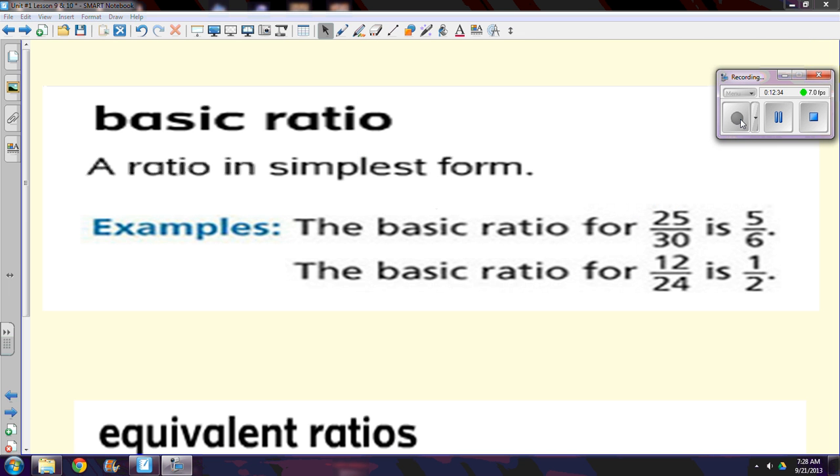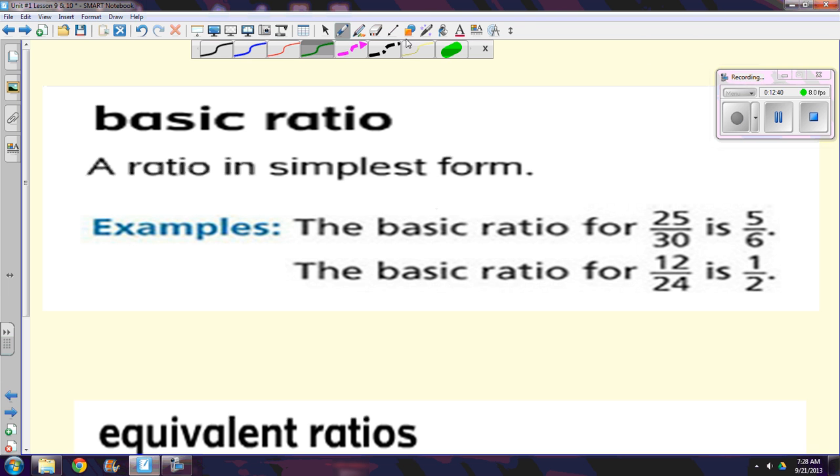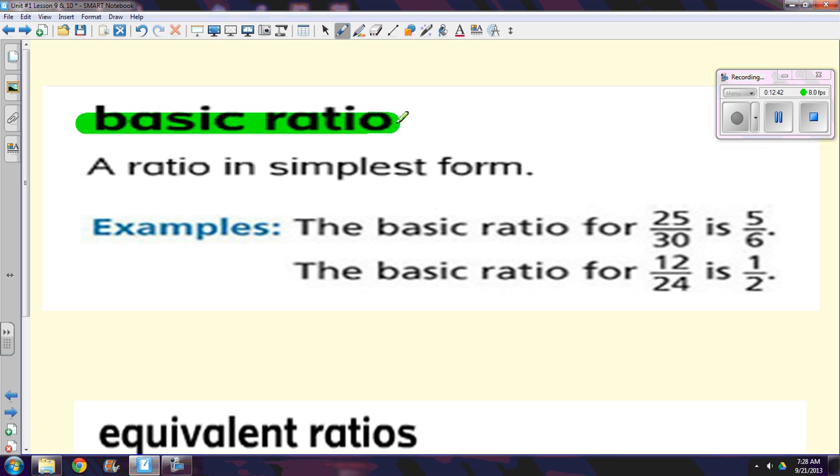All right, the two definitions. Basic ratio, a ratio in simplest form. I do want you to copy the example. So if you would, please put basic ratio and then this example right here. The basic ratio for 25 over 30 is 5 over 6. The basic ratio for 12 over 24 is 1/2.